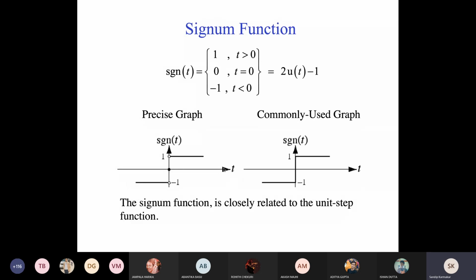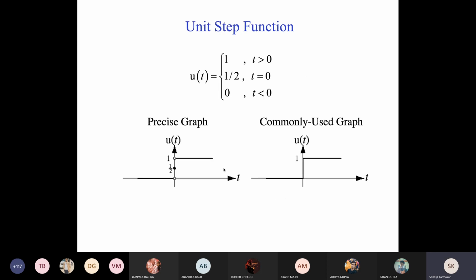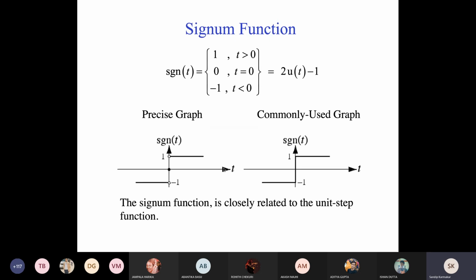The signum function, or the sine function, is defined as sine t equal to 1 if t is greater than 0, sine t equal to 0 if t is equal to 0, and sine t equal to minus 1 if t is less than 0. You can see this is 2 u(t) minus 1. u(t) is this function, and your signum function is this. So you can see that the signum function is 2 u(t) minus 1.